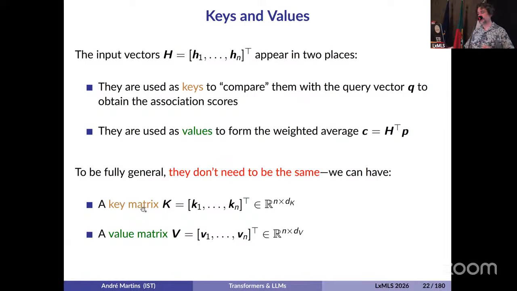Instead, we're going to have some key matrix K that contains key vectors associated with each of the things that we want to attend to, and we have a value matrix of the same dimension. Maybe it can have a different representation size, but n, the size of the sequence, is the same for both, and the value matrix is going to contain the values. Okay, this is just more general.